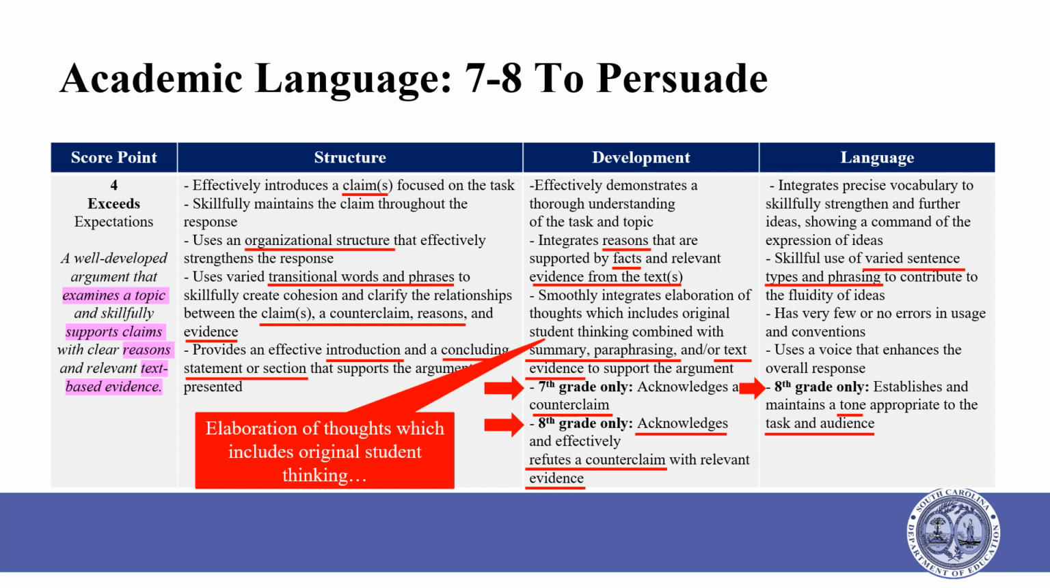Also 8th grade. The focus on tone that is appropriate to the task. Task is provided by the TDW item, and audience is part of the 8th grade indicator. Voice and tone appear in all rubrics at the 4 score point level.